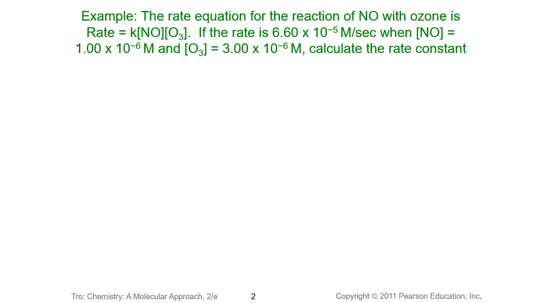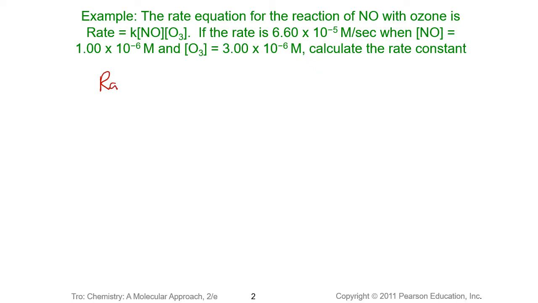Let's look at an example using our rate law for a reaction of nitrogen monoxide with ozone. Our overall rate law is the constant times the concentration of nitrogen monoxide times the concentration of ozone. And there's no exponent written, so our exponent would be 1 for each of these concentrations. So let us calculate the rate constant.